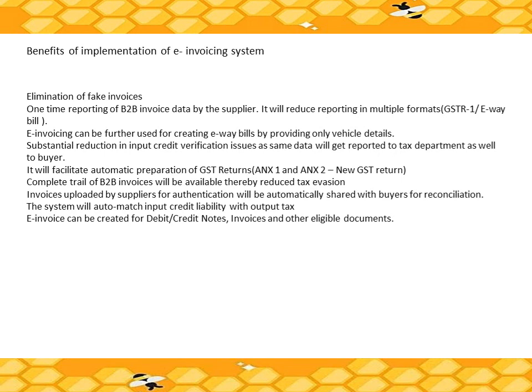It will facilitate automatic preparation of GST return, Annexure 1, Annexure 2, new GST return. Complete trail of B2B invoices will be available, thereby reducing tax evasion. Invoices uploaded by suppliers for authentication will be automatically shared with buyer for reconciliation. The system will auto-match input credit liability with output tax. E-invoices can be created for debit note, credit note, invoices, and other eligible documents.